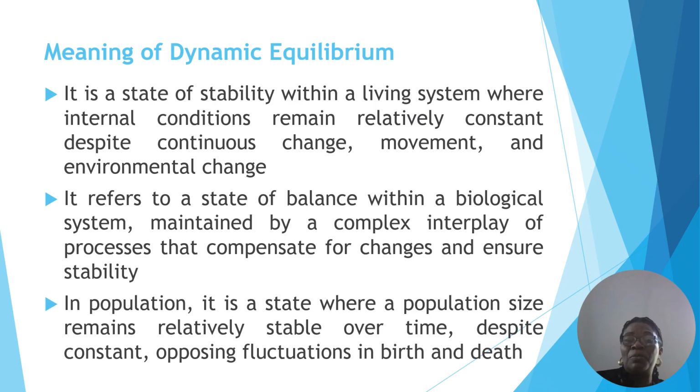You have a situation in a population where the population size remains relatively stable over a period of time, despite the constant fluctuations in birth and death. That is, despite the fact that we have fluctuations in the birth as well as in the death of certain organisms within the population or within an ecosystem, you have a relatively stable, let's say, population size.